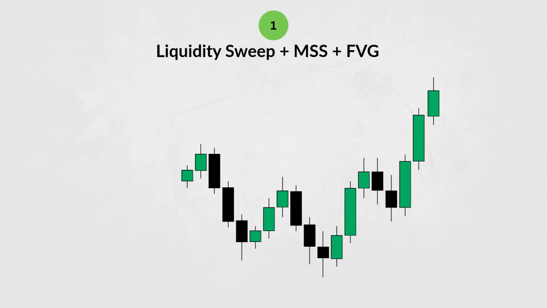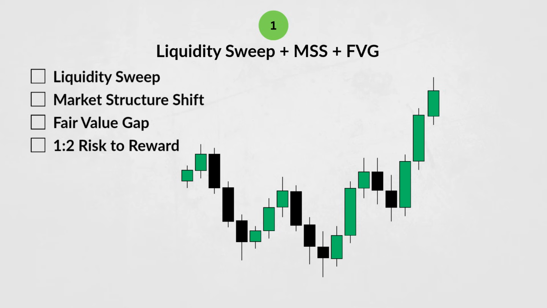The first model is the combination of a liquidity sweep, a market structure shift, and a fair value gap. For this, I created a simple checklist. First, you wait for a liquidity sweep. After that, you wait for a market structure shift. Once you get the structure shift, you then mark out the fair value gap that price left behind. That fair value gap becomes your entry area.